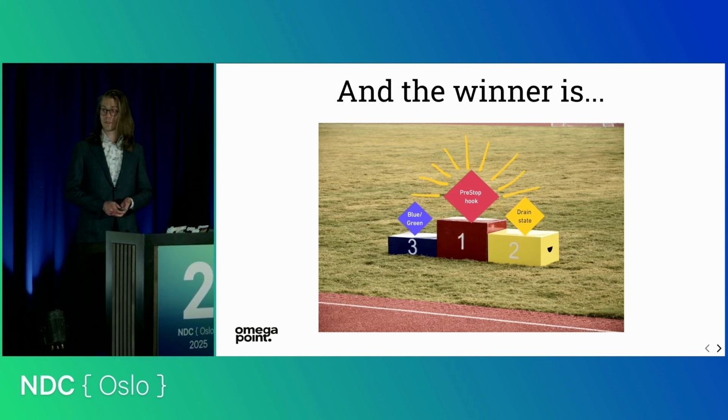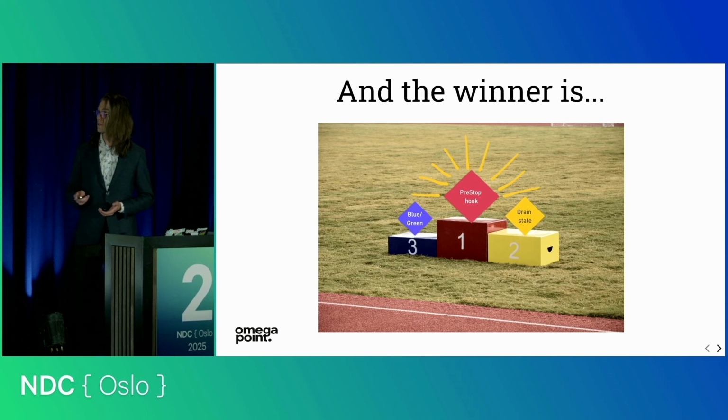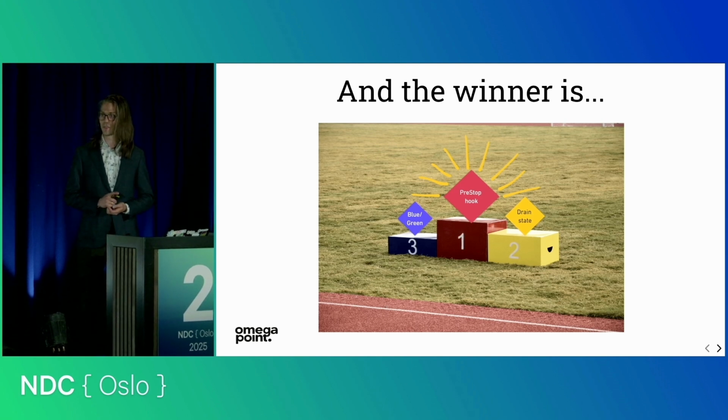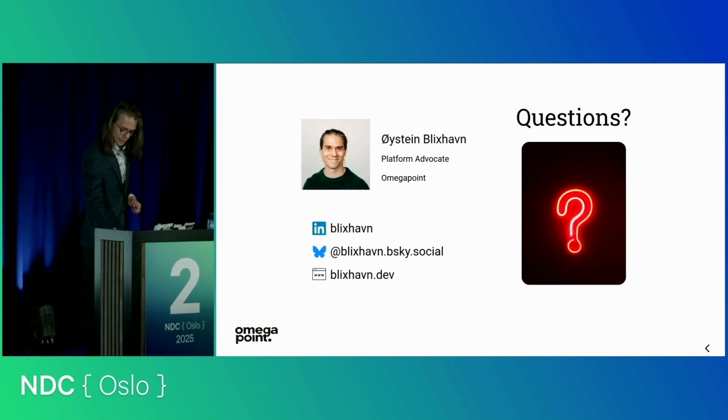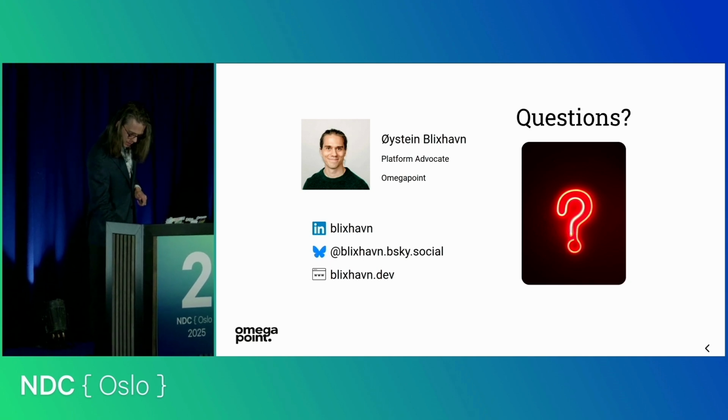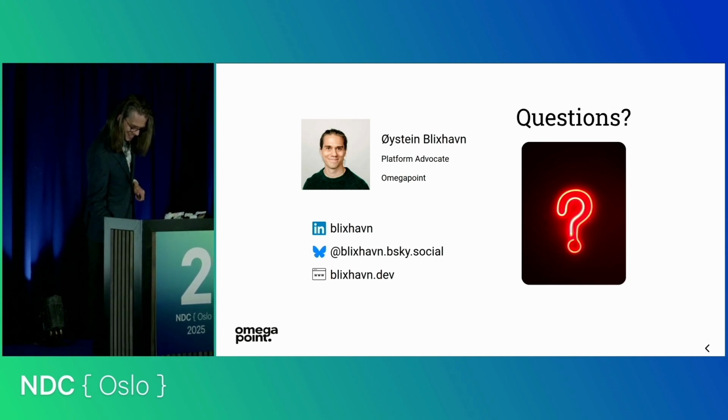So there you have it. This is how you achieve absolutely zero downtime deployment in Kubernetes. You use a pre-stop hook. That's all I had. It always takes a bit shorter than you think, right?